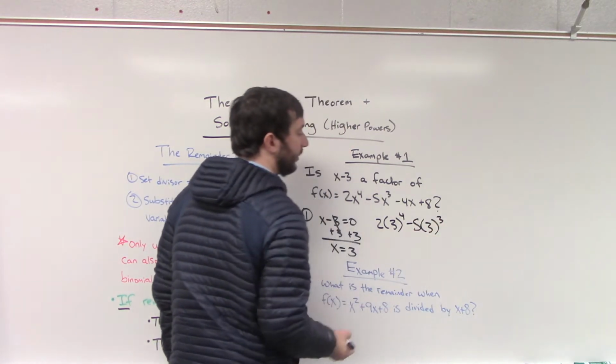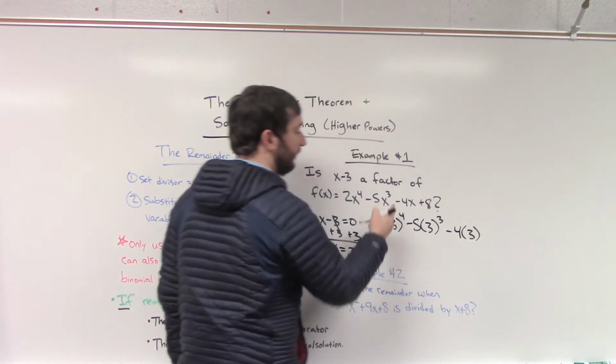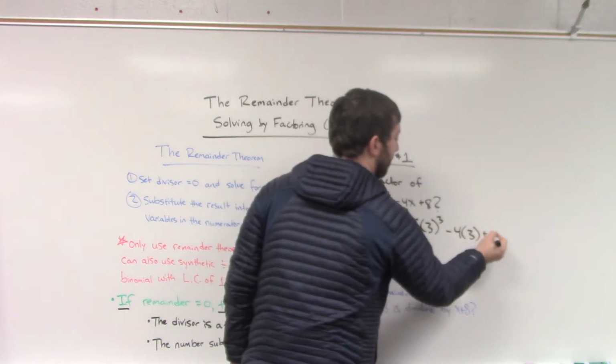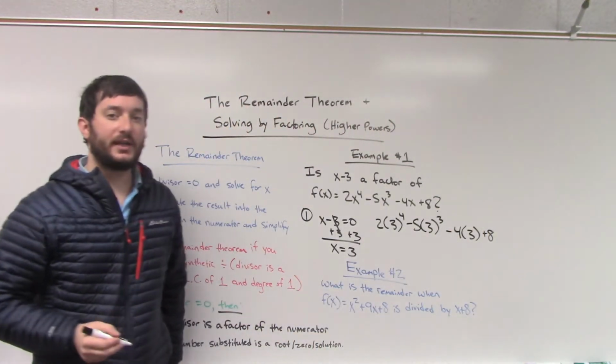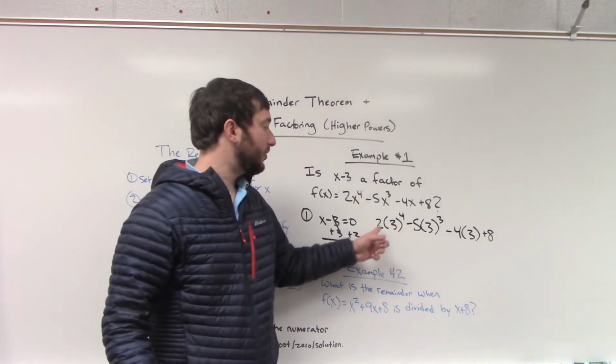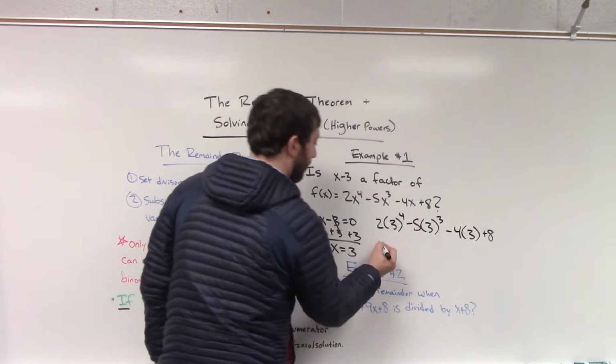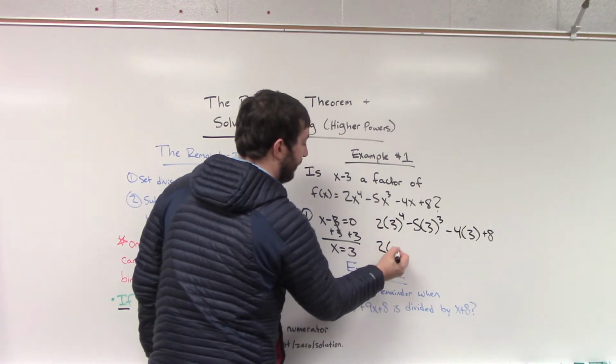And 3 to the 3rd power. Negative 4 times 3 plus 8. I would use a calculator to simplify this. Remember, PEMDAS, exponents come first. Don't multiply 2 times 3 first. Take 3 to the 4th power first. So simplify with your exponent first, you get 81.